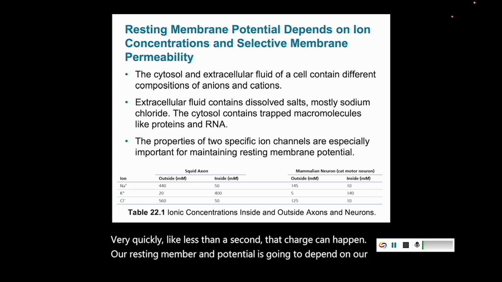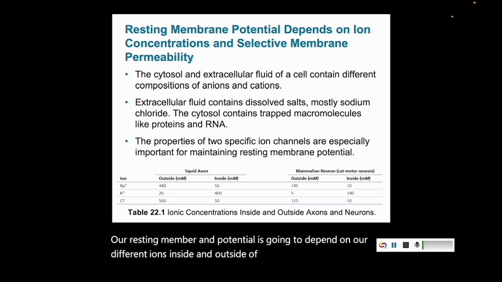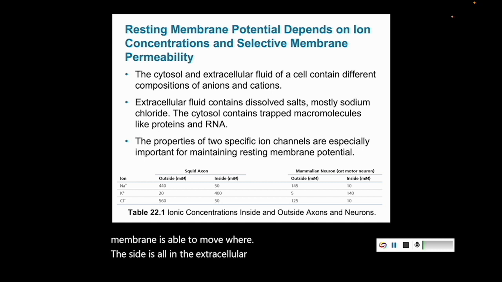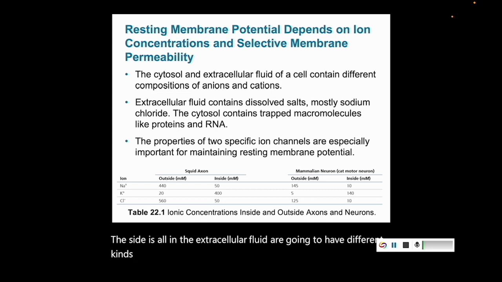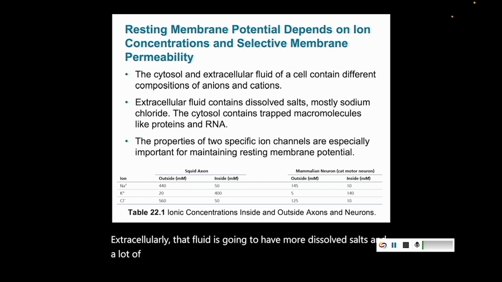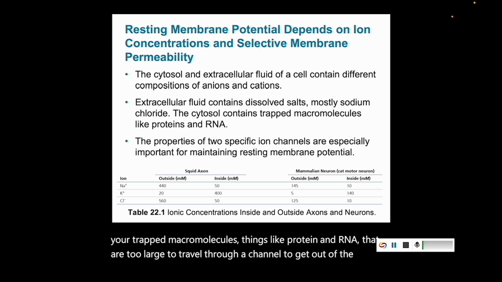Our resting membrane potential is going to depend on our different ions inside and outside of the cell, and also on the selective permeability of that membrane to control which ion is able to move where. The side in the extracellular fluid is going to have different kinds of cations and anions. Extracellularly, that fluid is going to have more dissolved salts and a lot of sodium chloride. And in the cytosol, you're going to have your trapped macromolecules, things like protein and RNA, that are too large to travel through a channel to get out of the cell.